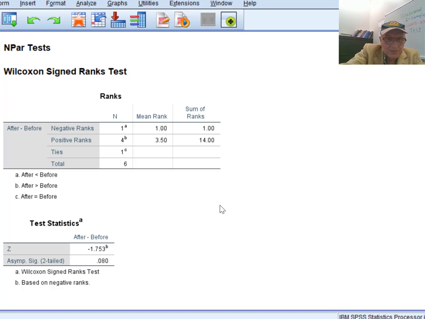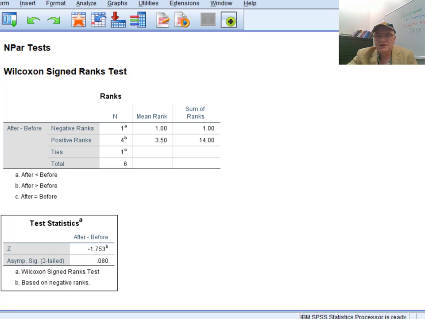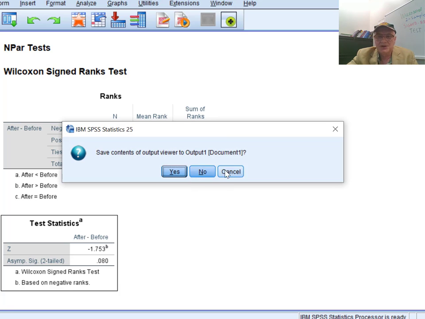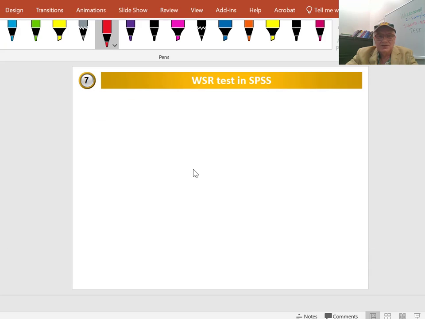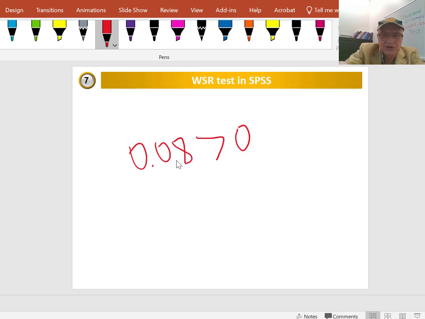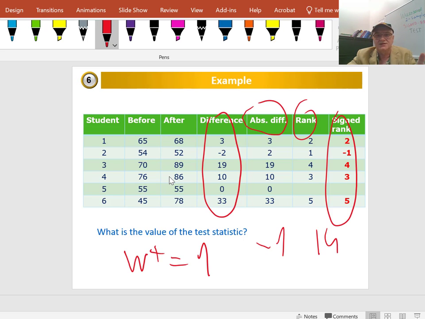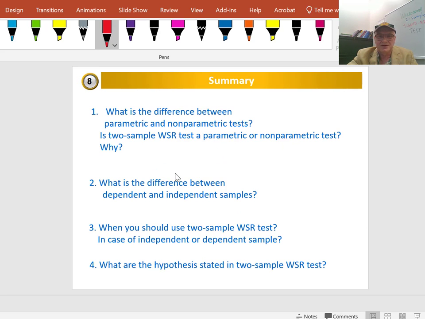So the p-value is 0.08, and that is the most important piece of information that we need here. Since the p-value is 0.08, which is larger than 0.05, we don't have enough evidence to reject the null hypothesis. The null hypothesis is that the median before is equal to the median after.